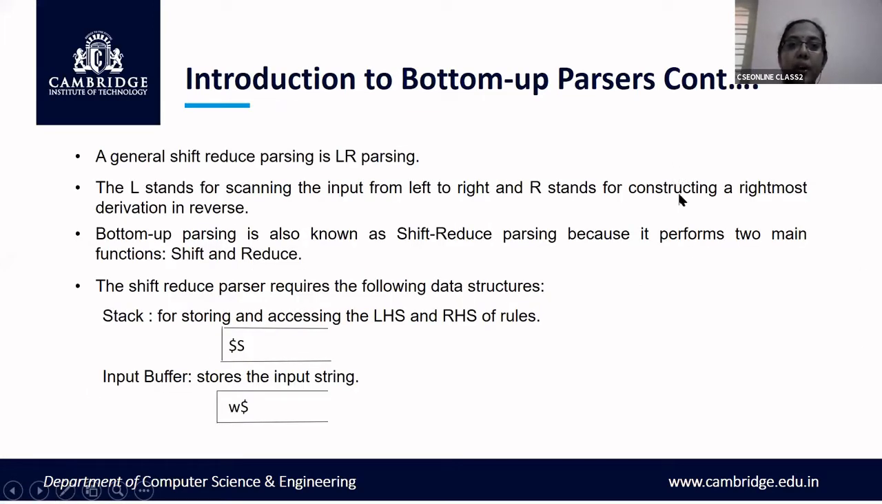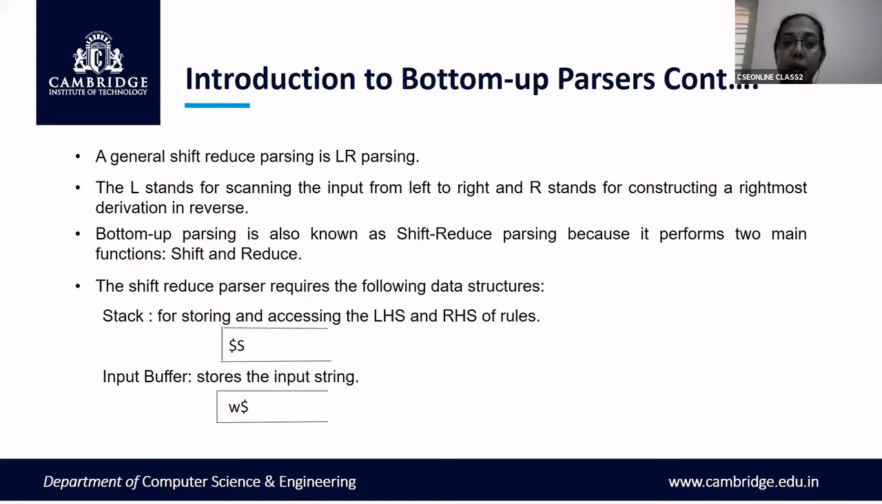Coming to the introduction to the bottom-up parsers. The bottom-up parsers are also called shift-reduce parsers, as I said. The most common type of shift-reduce parser is the LR parser, the LR(0) parser. What do L and R mean? L stands for left associativity, that is, start from the leftmost symbol and reach the right symbol in the input. And R stands for constructing the parse tree in the rightmost derivation in reverse order, that is, start from the leaf node and move up towards the root node.